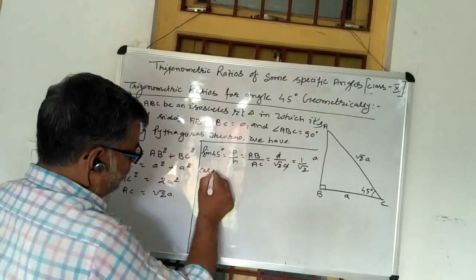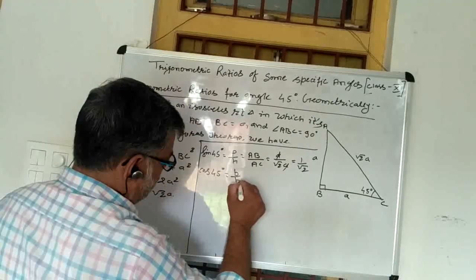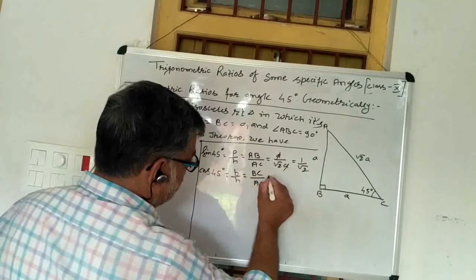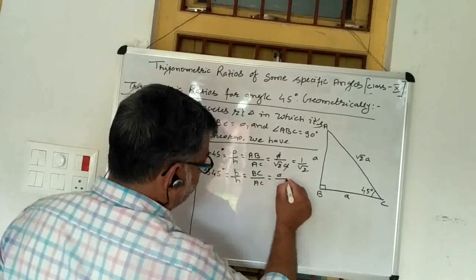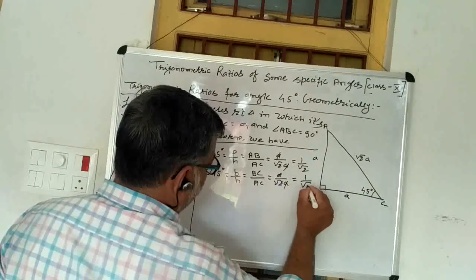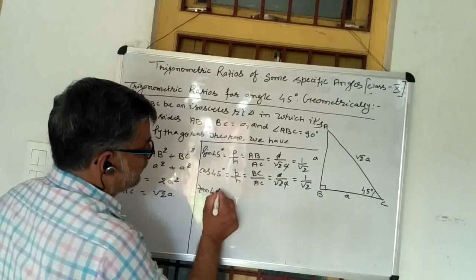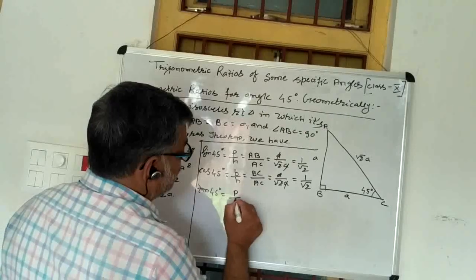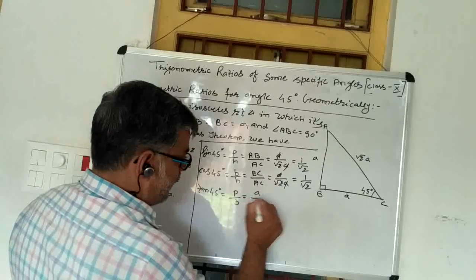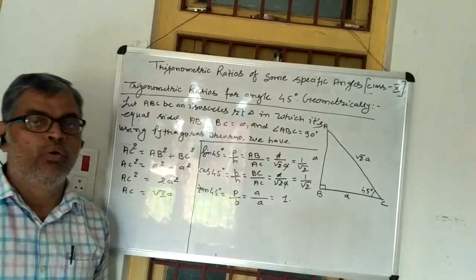Now similarly cos 45 degree equals B by H, and our base is BC and hypotenuse is AC. So we have A by root 2A, A gets cancelled, that is again 1 by root 2. Similarly tan 45 degree is P by B. Perpendicular is A and base is also A, so it will get cancelled and its value will be equal to 1.